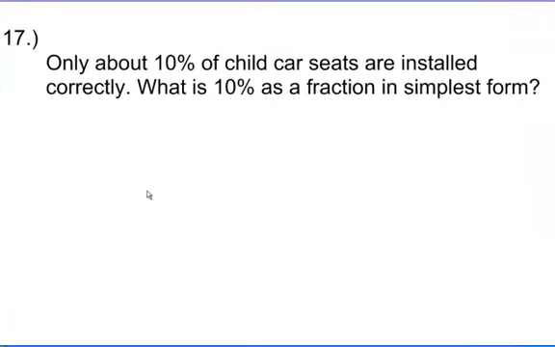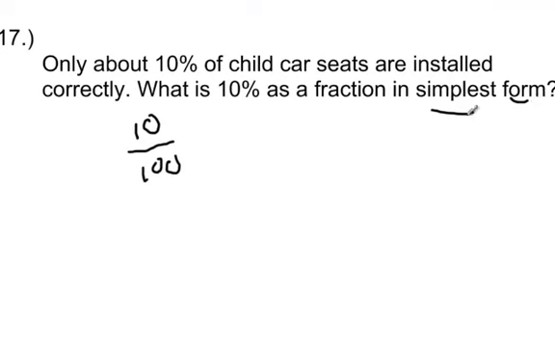All right, number 17. Only about 10% of child car seats are installed correctly. What is 10% as a fraction in simplest form? Percent means per 100. So we've got 10 per 100. Remember, they want you to do this in simplest form. So important, so key. You read all parts of the directions. So we can divide these both by 10. When you divide them both by 10, you get 1/10.